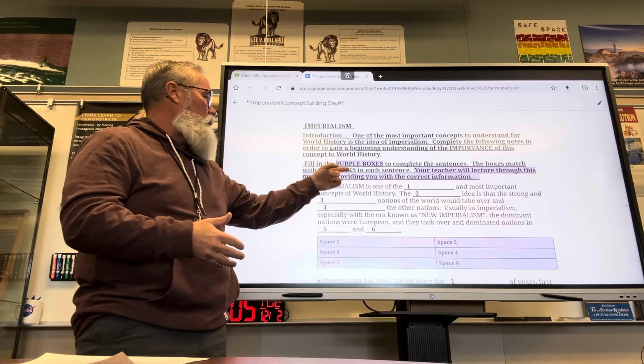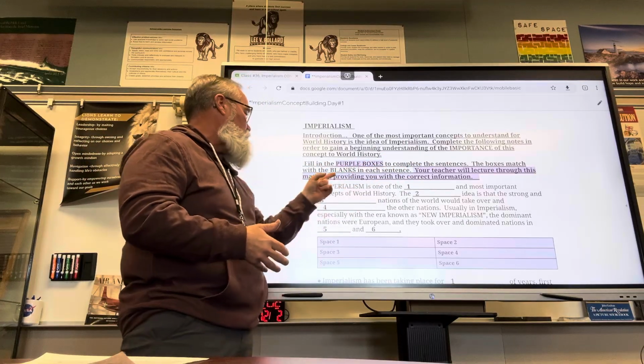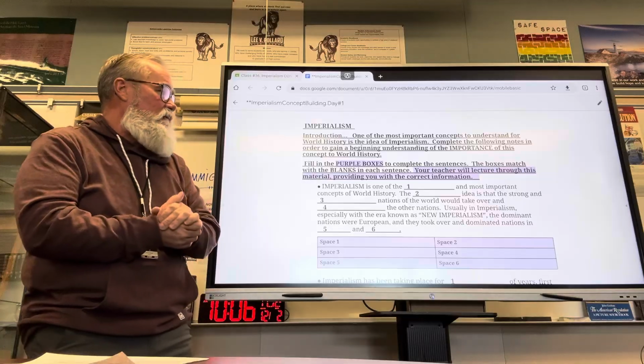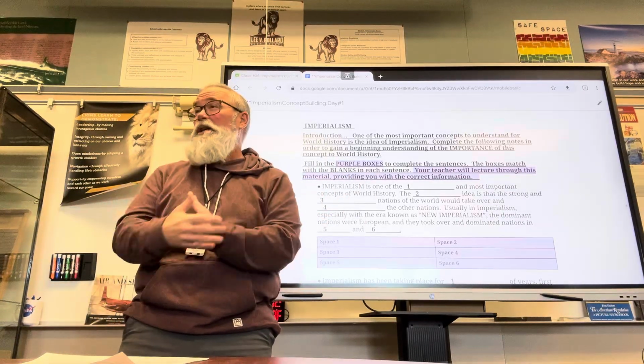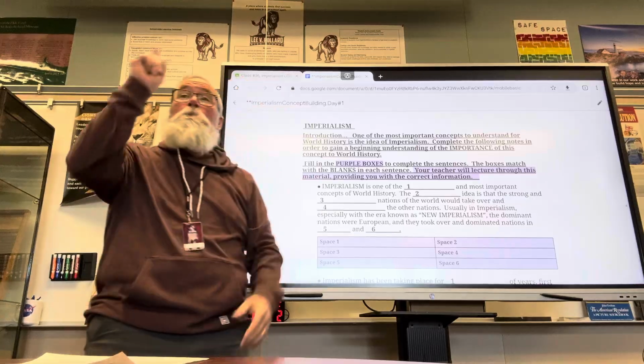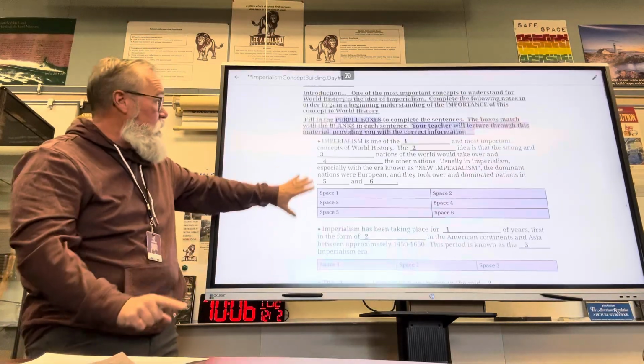Fill in the purple boxes to complete the sentences. The boxes match with the blanks in each sentence. Your teacher will lecture through this material, providing you with the correct information. Again, if you want to fill in the blanks, you can fill in the blanks. I just have the boxes there as a second option as well. Okay?